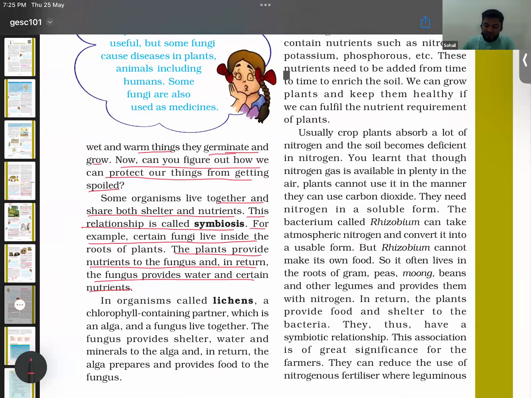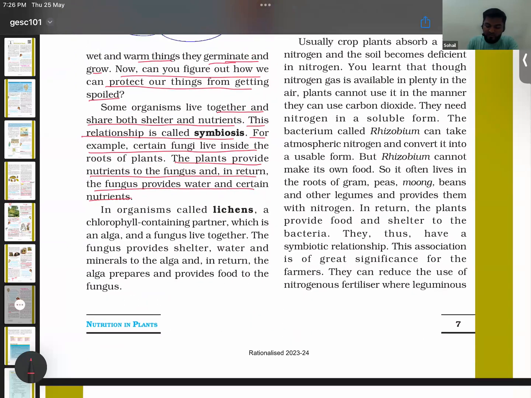Now there are some living organisms that share shelter and nutrition. The relation is such that one organism is providing food and the other is providing shelter to the other one. So such a relationship is called symbiosis. It is such a relationship in which both the organisms are getting benefited. Such an example of symbiosis is lichens here. Lichens. So it is a chlorophyll containing partner, which is an alga, and a fungus living together.